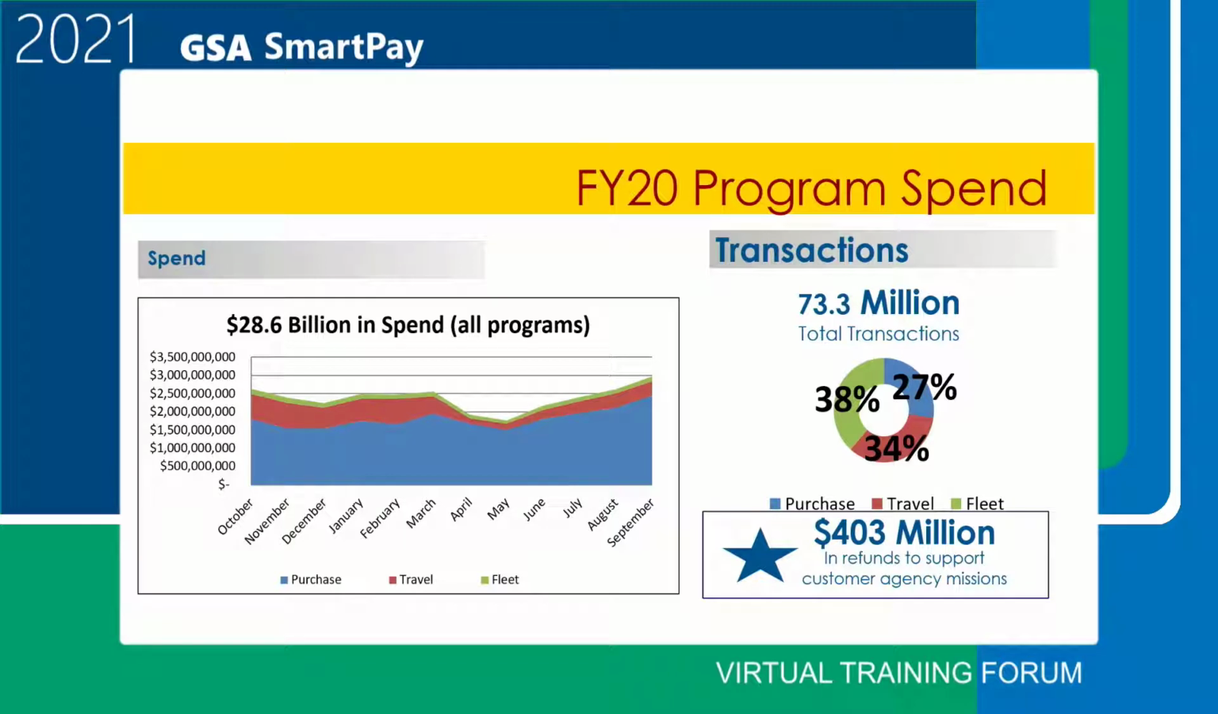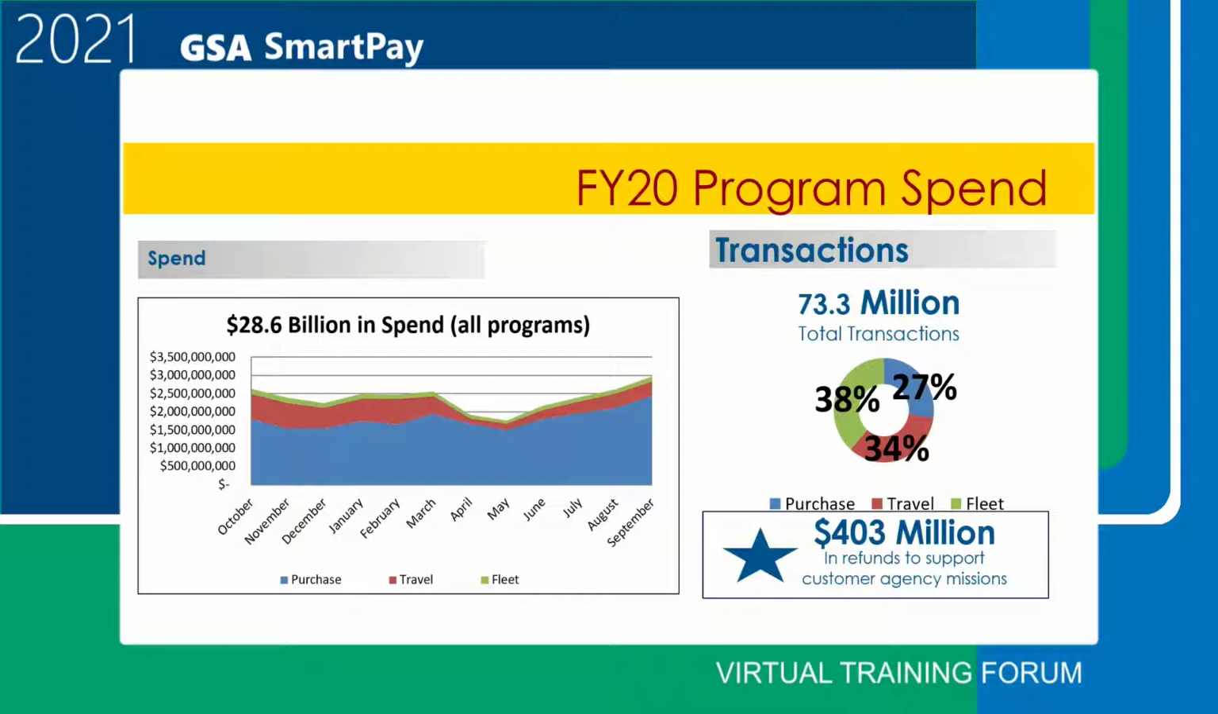All right, so FY20 as a whole, the spend was down, and I think we all know why, right? The pandemic really halted travel, and you can see that visually here in the chart. The red section is the travel, and you can see it dipped down pretty drastically and never recovered, still hasn't. So overall, there's about 28.6 billion in spend. I think that's down about 2 billion from FY19.